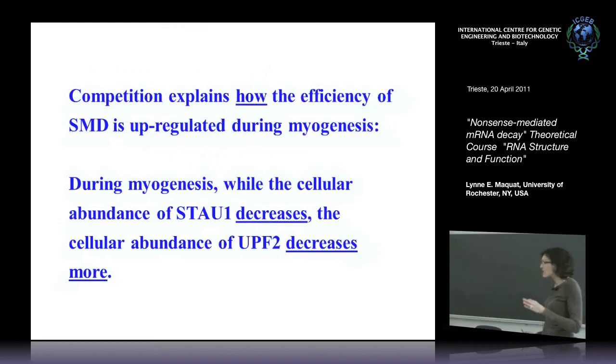And competition explains how the efficiency of SMD is upregulated during myogenesis. So this is a lesson for the students. What Gong showed was that during myogenesis, the cellular abundance of Stau2 decreases. So a priori, you would say, oh, the efficiency of SMD must go down during myogenesis. But it doesn't. It goes up. And the reason why it goes up is because its competing molecule in the NMD pathway, UPF2, decreases more.